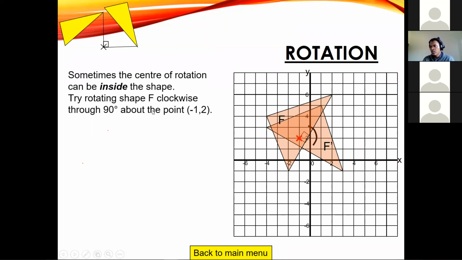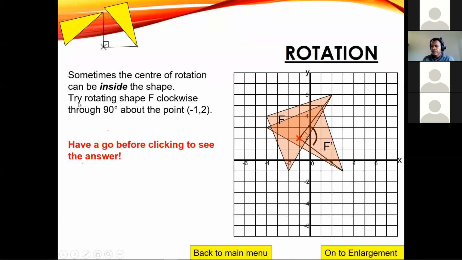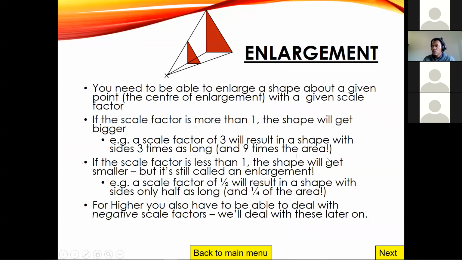So sometimes the center of rotation can be inside the shape. Okay, try rotating the shape F clockwise through a 90-degree angle, and that is basically how we have here. So I've put these things here. We still follow the rules. We will join one end to the center, and once we join that end to the center, we will also use our protractor to measure 90 degrees, from there to here, and then that's how we will rotate our shape as well. So most of this is the practical side, so you need your mathematical set to answer these questions and to make it easier for you as well.